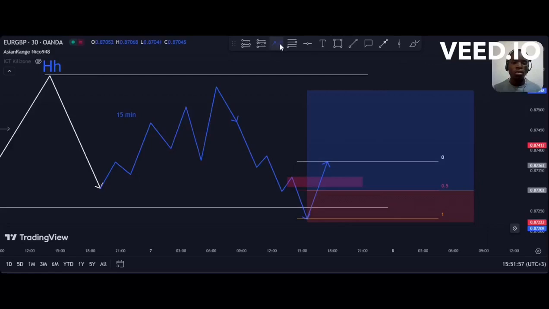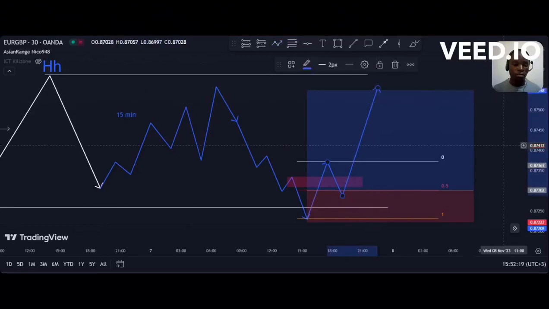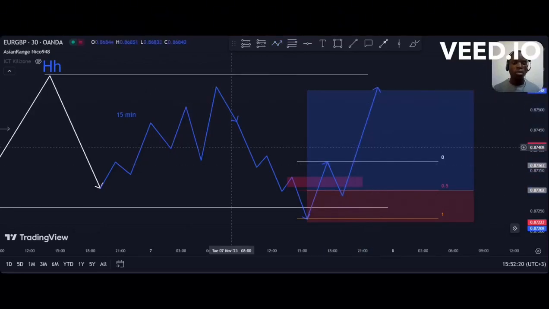The other thing we want to see is price retrace back to the 50% level of our Fibonacci retracement. So we want to see price retrace to this zone, 50%. That means we are buying at a discount. That's the trade. That's how we enter buys with this strategy. It's as simple as that.